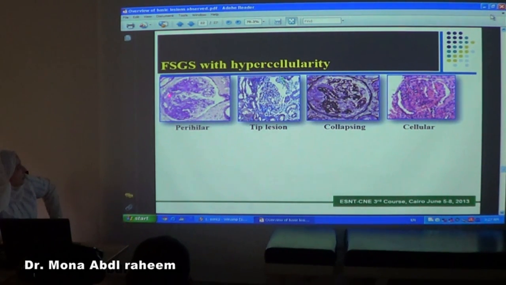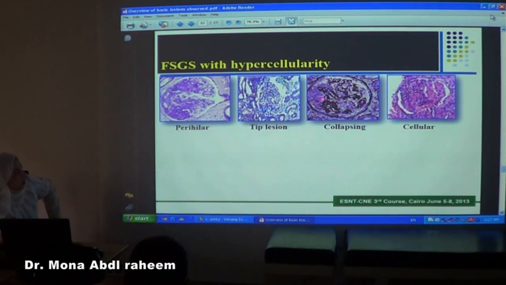Here is the perihilar, when the sclerosis occurs at the vascular pole. Here is the site of the tubular pole. When there is sclerosis at this site, we say deep lesion or deep lesion focal segmental glomerular sclerosis.